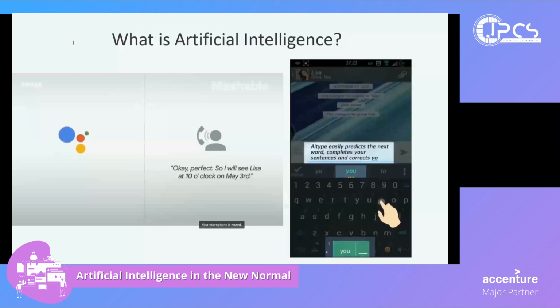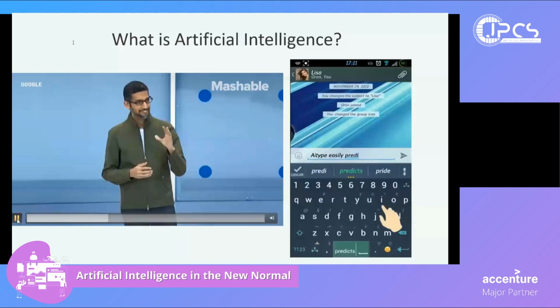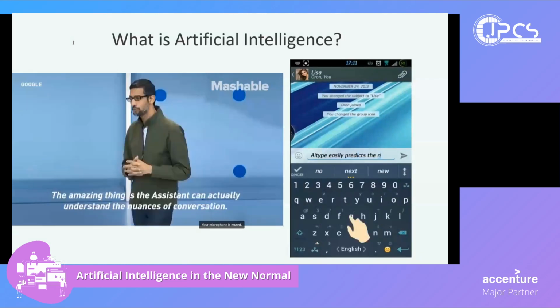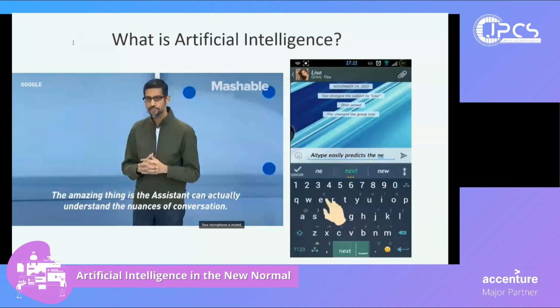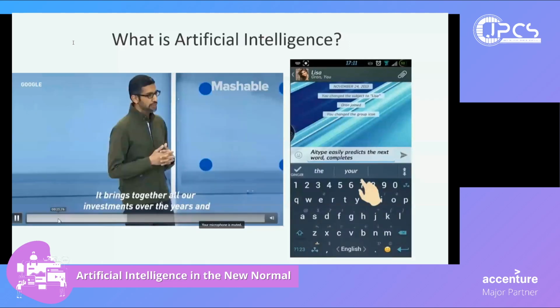That was a real call you just heard. The amazing thing is the assistant can actually understand the nuances of conversation. We've been working on this technology for many years. It's called Google Duplex. It brings together all our investments over the years in natural language understanding, deep learning, text-to-speech. By the way, when we are done, the assistant can give you a confirmation notification saying your appointment has been taken care of. Let me give you another example.